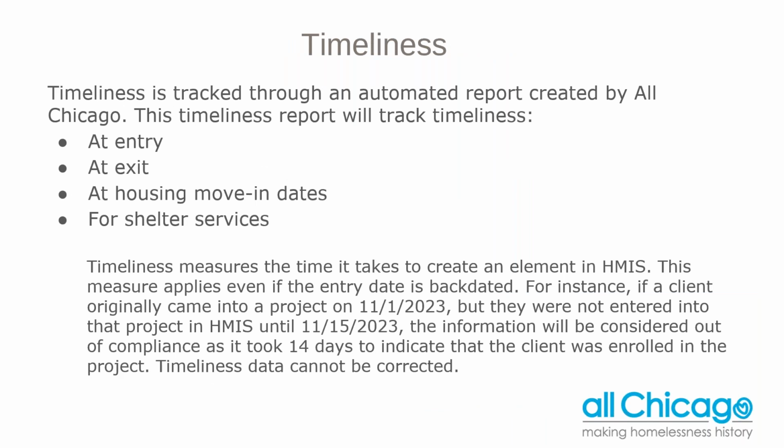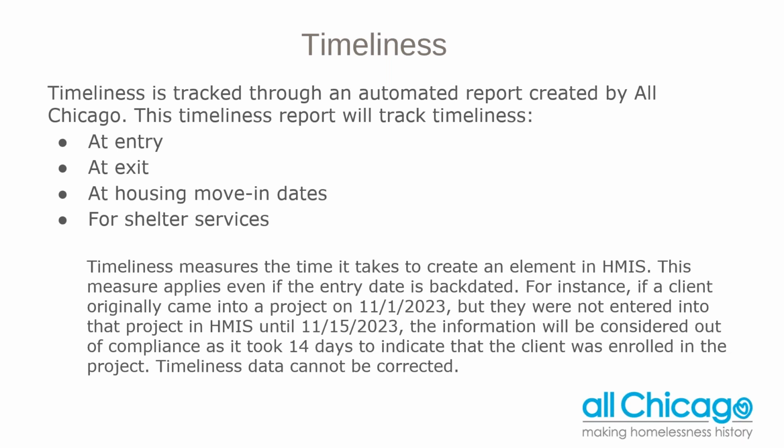So next would be timeliness. Timeliness is tracked through an automated report created by Chicago. This timeliness report will track timeliness at entry, at exit, at housing movement date, and for shelter services. So timeliness measures the time it takes to create an element in HMIS. This measure applies even if the entry date is backdated.